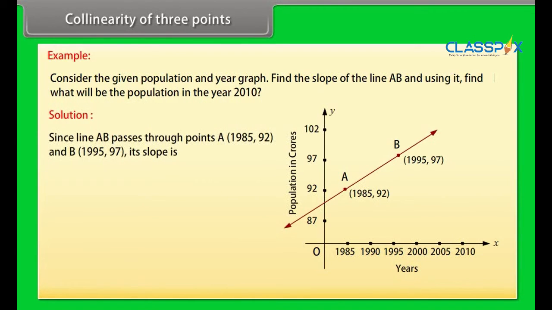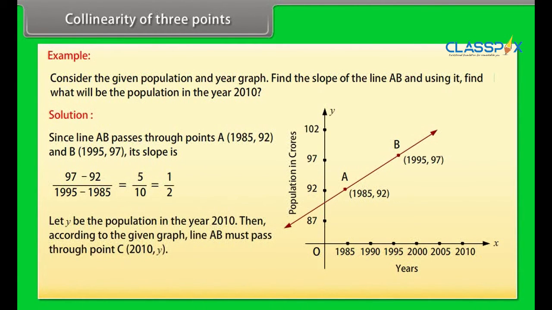Solution. Since line AB passes through points A(1985, 92) and B(1995, 97), its slope is (97 minus 92) divided by (1995 minus 1985), which is equal to 5/10, which is equal to 1/2. Let Y be the population in the year 2010. Then according to the given graph, line AB must pass through point C(2010, Y). Therefore, slope of AB is equal to slope of BC.